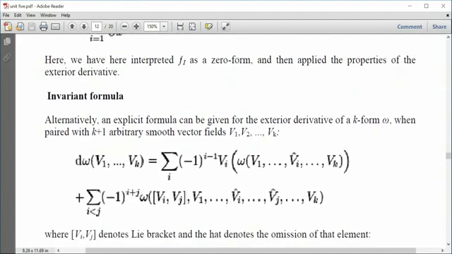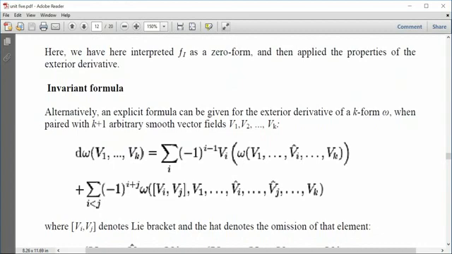Now let this function have fields v1 up to vk. We want to find the derivative of this function. Let us refer to it as omega of the fields v1 up to vk. Now we want to differentiate from the kth form to the k plus 1 form of an arbitrary smooth curve of the vectors v1 up to vk.